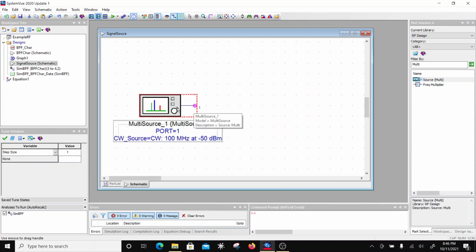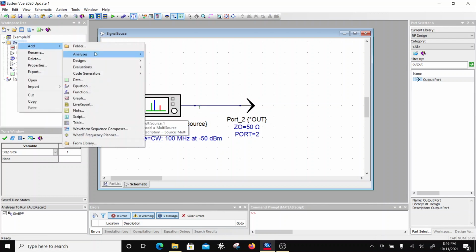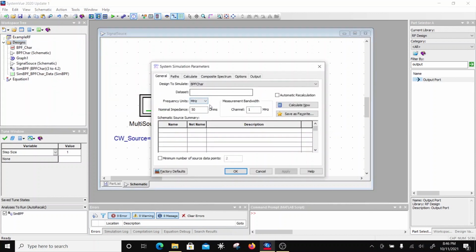Now if I want to have a look at it, all I have to do is put an output pin here, and you can just put that over here, and let's connect it here like this, right? So this is done, and I am going to specify an analysis, which I'm going to call here RF system analysis.